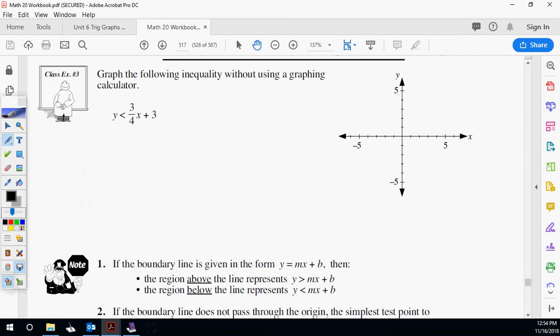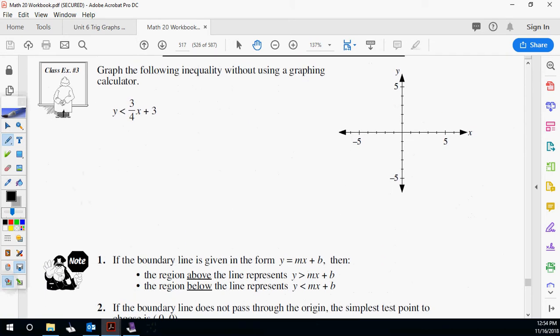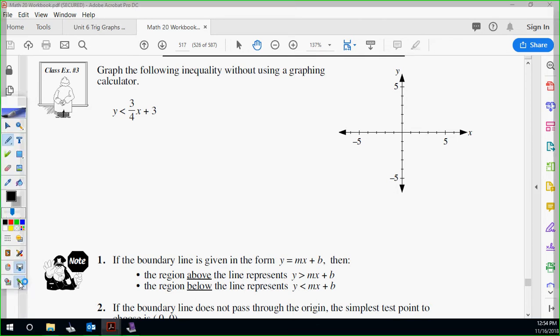Okay. All right. Graph the following inequality without using a graphing calculator. Okay, so let's try this one. 3/4 x plus 3, and it's less than. So we're up here at 3. 1, 2, 3 over 4. So this one's right about there. Down 3 over 4, right about there.